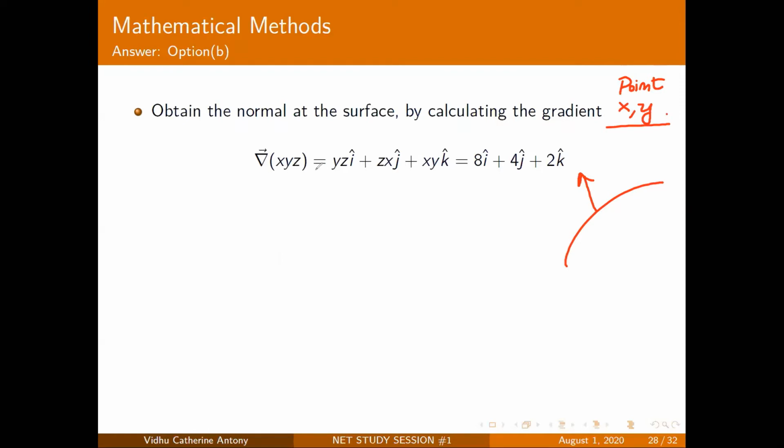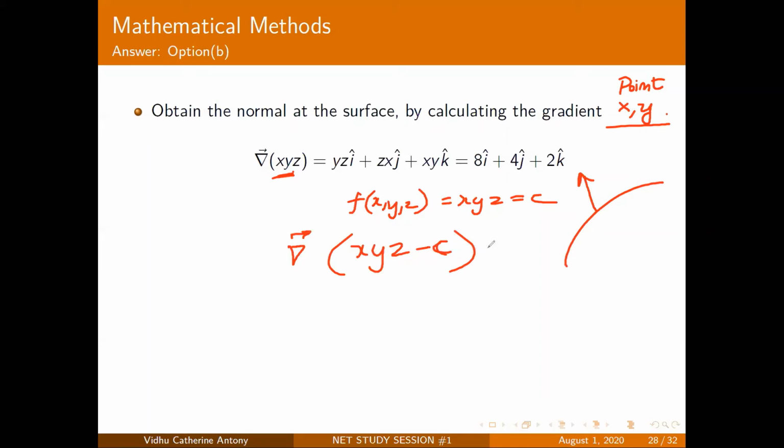You have a del xyz, so I have to take the gradient of that function. F of xyz is basically given as xyz equal to a constant. So when I take the gradient, I do xyz minus a constant. This constant is not going to change when I take the gradient, so it's still going to give me 0. I will just ignore that part and take xyz. Once I take the gradient of that, I end up getting yz i cap plus zx j cap plus xy k cap.